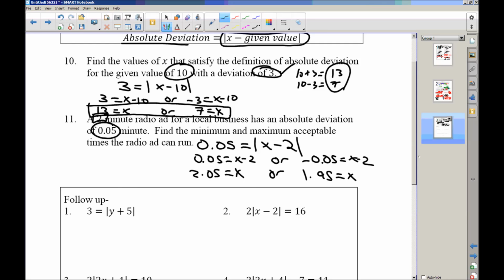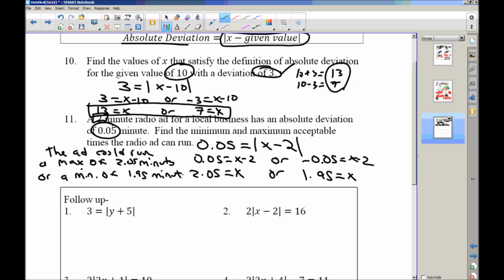So find the minimum and maximum acceptable times of the radio ad. The ad could run a max of 2.05 minutes or a min of 1.95 minutes.